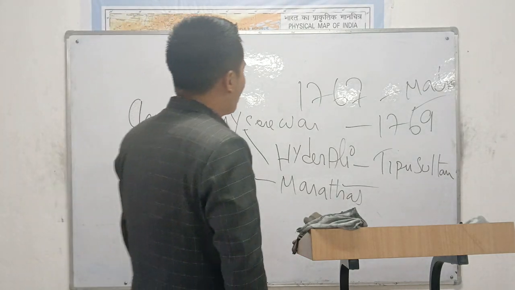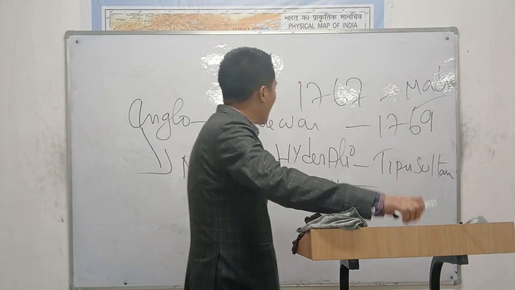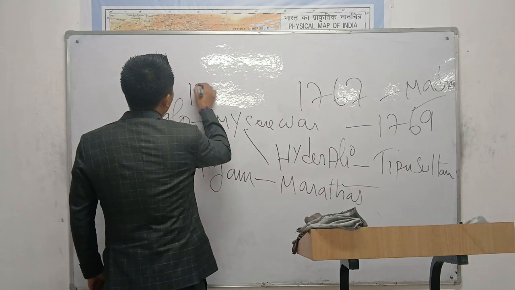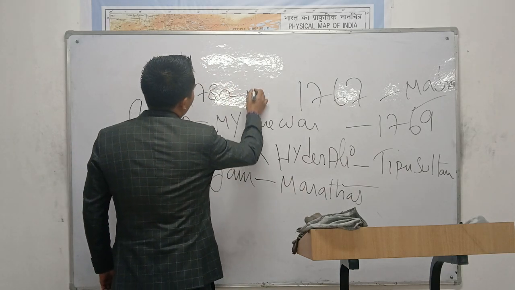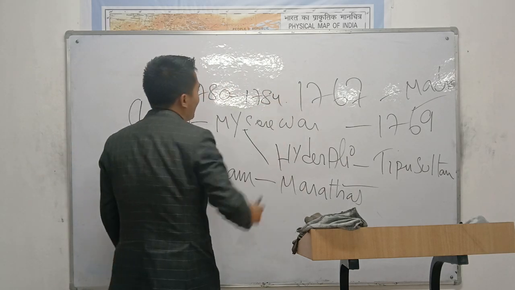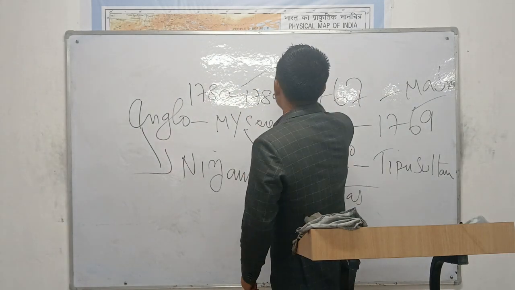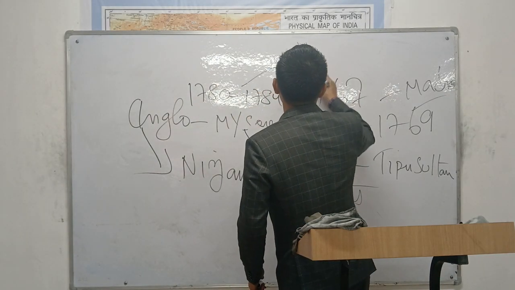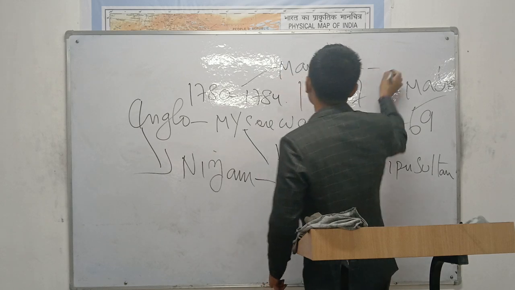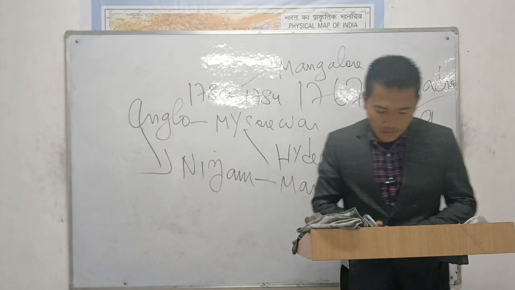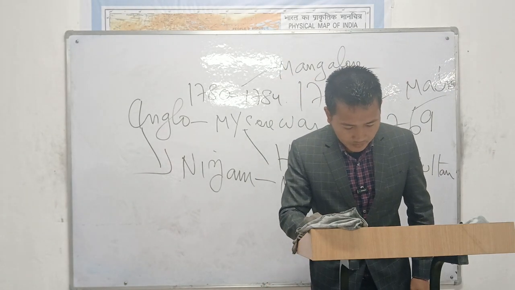Please write down. The second Anglo-Mysore War happened in the year 1780 and ended in the year 1784 by the Treaty of Mangalore. Alright, the Treaty of Mangalore.